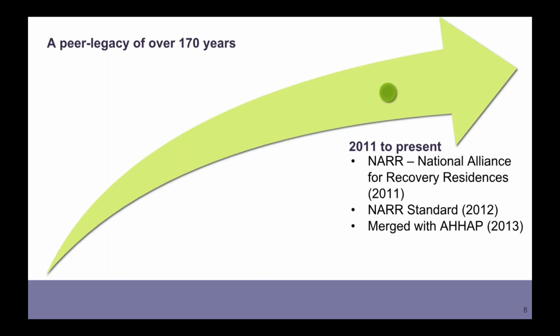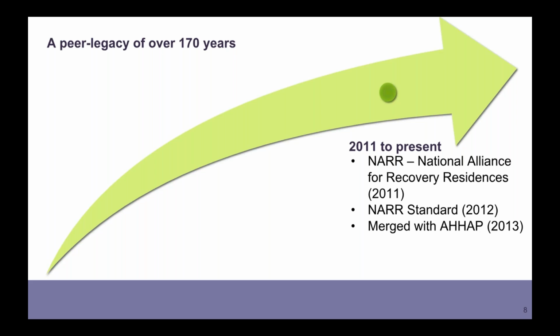So that gets us to 2011. And this is when we see the National Alliance for Recovery Residences form. NARR developed standards. They developed this inclusive framework that identifies best practices for the 4 levels of support, identified the nomenclature that we use, the code of ethics, and really started formulating and formalizing how we talk about recovery residences today.